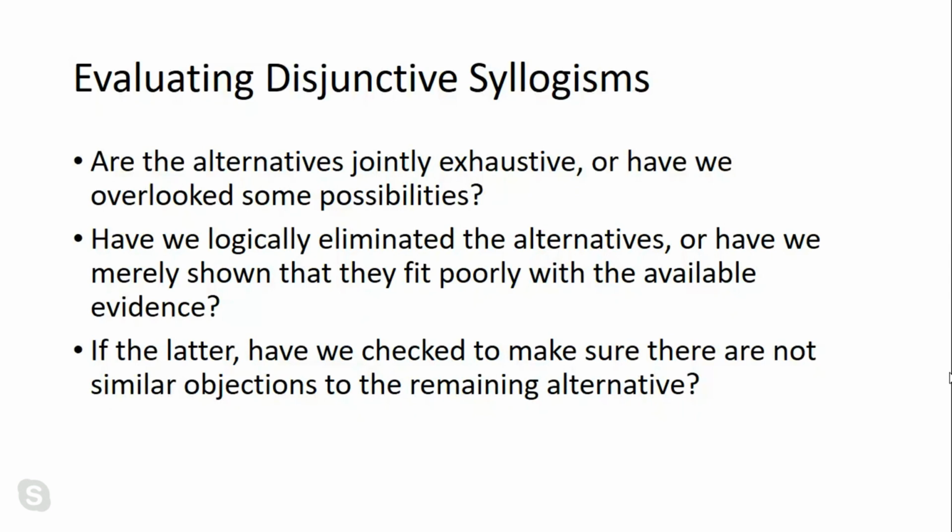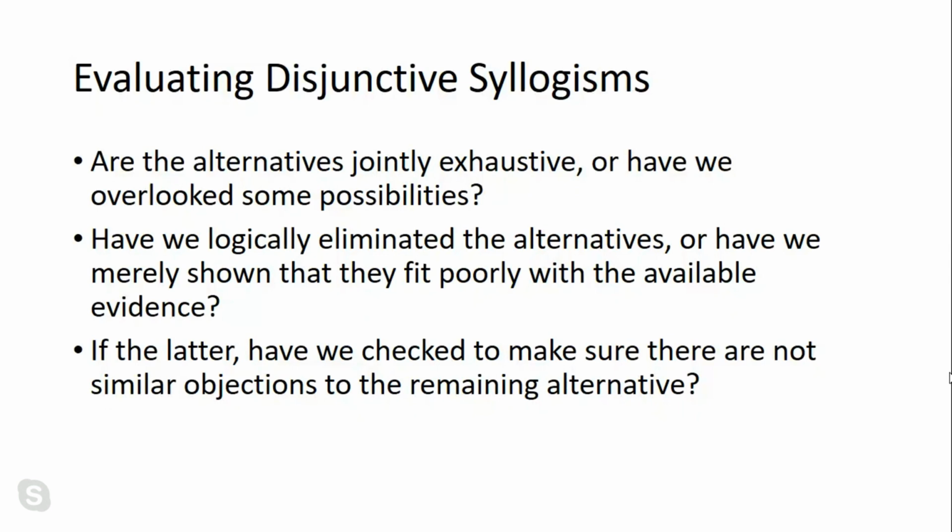So it becomes especially clear when we're evaluating disjunctive syllogisms that we have to be careful about whether we're enumerating all the possibilities, and whether we're really eliminating the alternatives, or at least showing that some of the alternatives suffer from demerits that the one remaining one does not. We really have to be very careful in using the deductive structure.